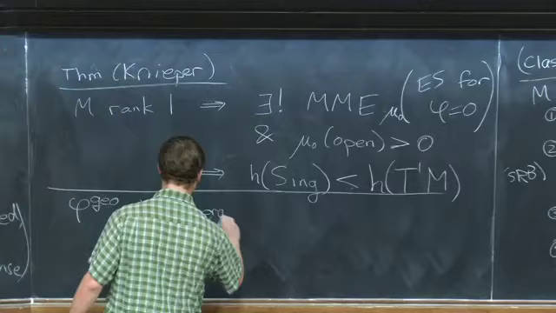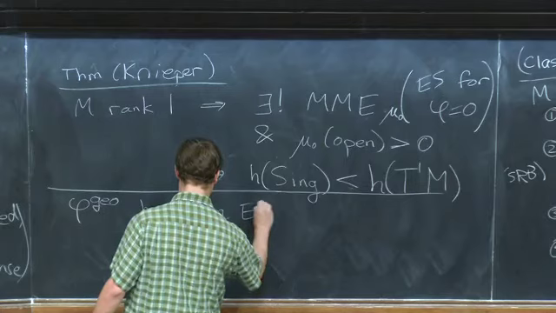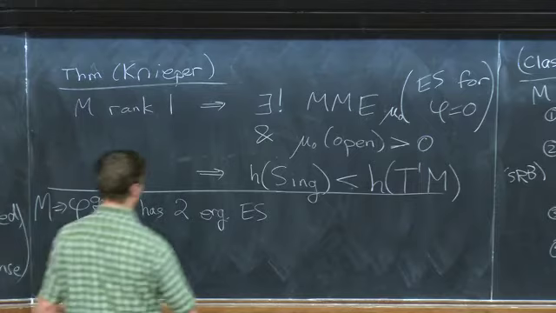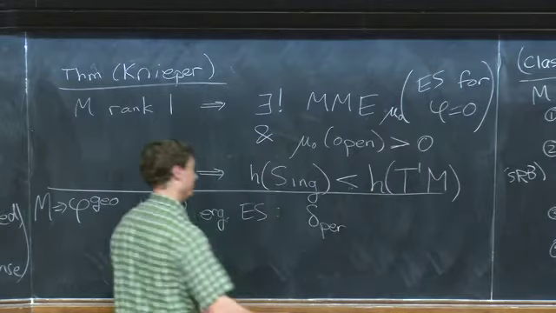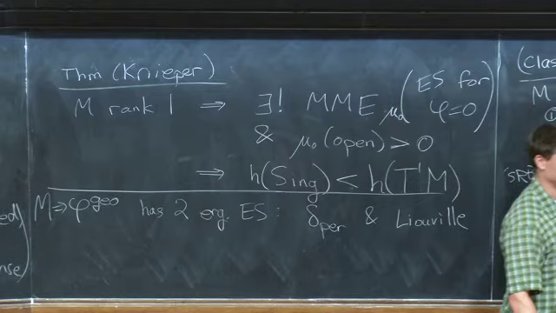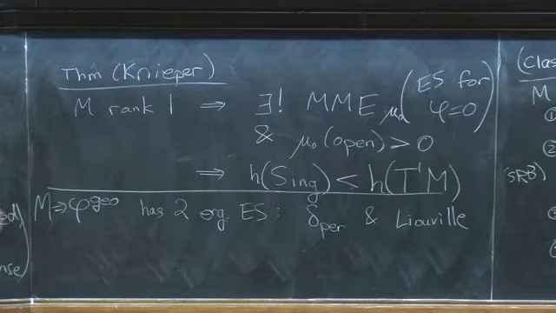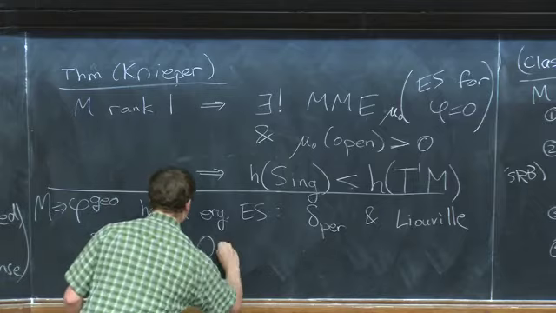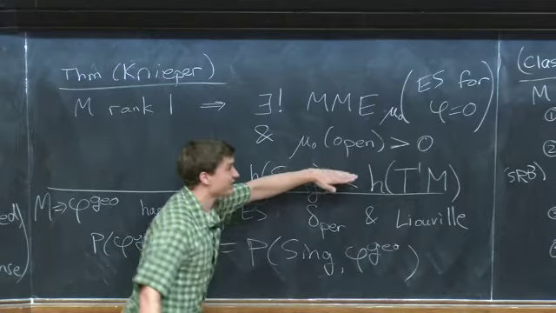So there are two ergodic equilibrium states in this example. There's one, it's not a delta measure, but you take my point. You have the periodic one, and you have the Liouville measure. And why does that happen? That happens precisely because the pressure of the geometric potential, which is equal to zero, is equal to the pressure of the geometric potential restricted to the singular set. In other words, this inequality fails.